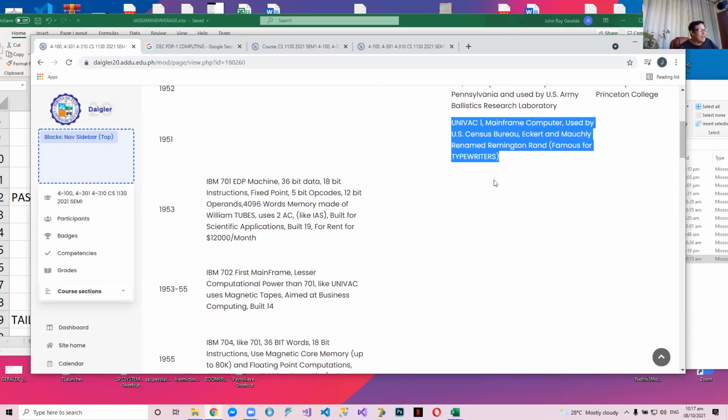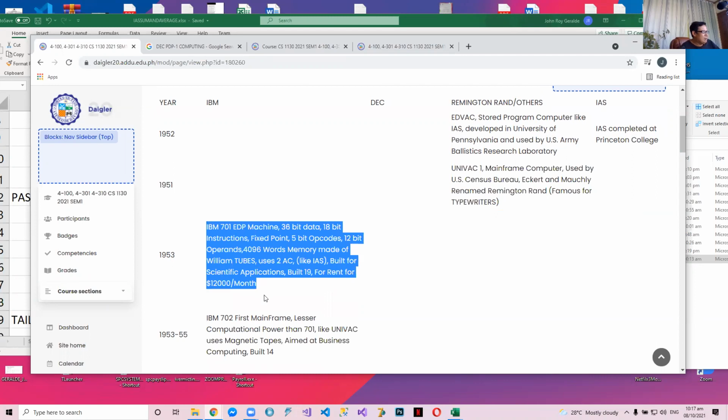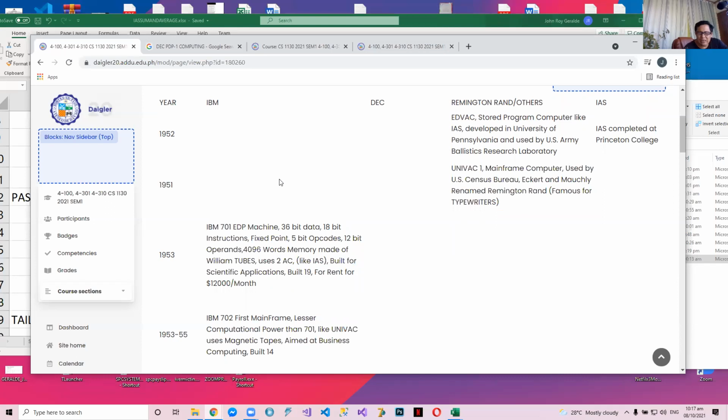Now in 1953, right after, IBM quickly developed their own stored program concept computer. They called it the 701 EDP machine. So there's the new jargon, EDP. This was first coined in 1953 by IBM. The term EDP stands for electronic data processing. So the EDP machine, which is the IBM 701, was the first stored program computer developed by IBM.